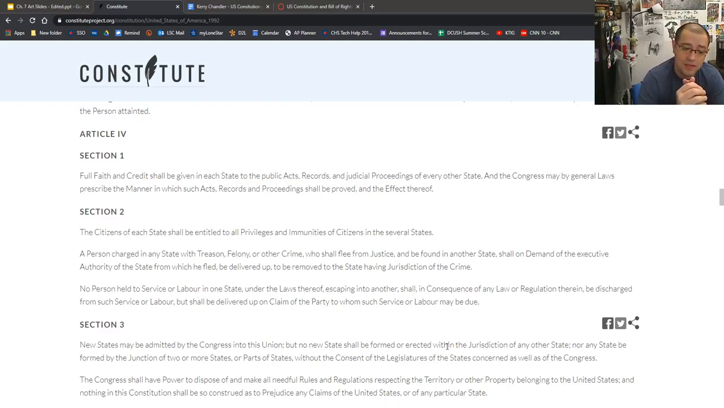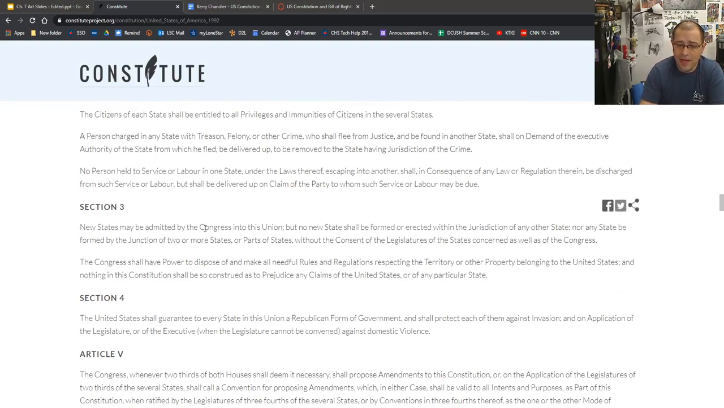We have the Fugitive Slave Clause, which states no person held to service or labor in one state, under the laws thereof, escaping into another, shall in consequence of any law or regulation therein, be discharged from such service or labor, but shall be delivered up on claim of the party to whom such service or labor may be due. So, in other words, if slaves run away from the South and escape to the North, they have to be turned over if the owner comes looking for them. This is the Fugitive Slave Clause, one of the three places the Constitution mentions slavery without using the word slavery.